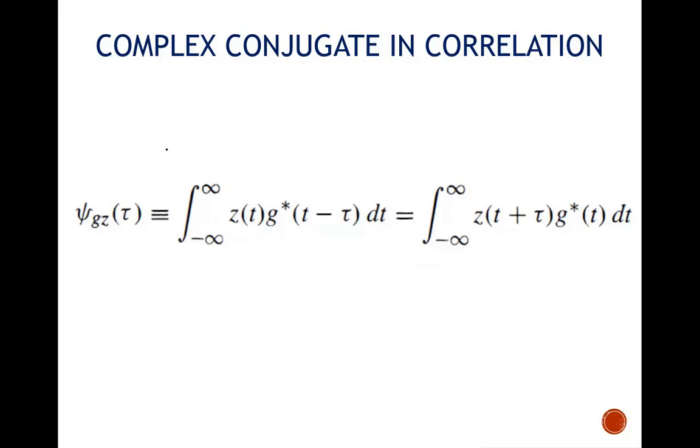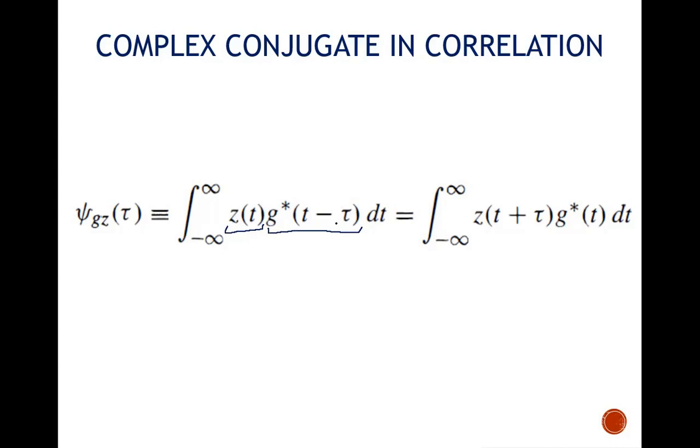This video is about the question of why do we have a complex conjugate in the expression for correlation. On the screen, you can see the expression for correlation between two signals. One of them is z(t), the other one is g(t).